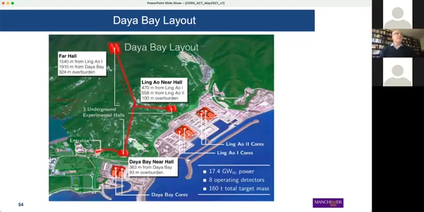Again, this I've shown before. This is the layout, and you have a hall which is about 300 meters from the reactor, and then one which is like 2 kilometers away.